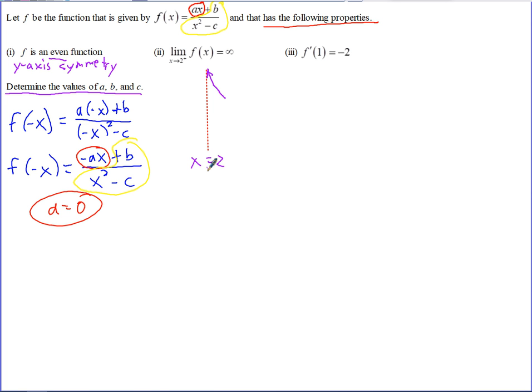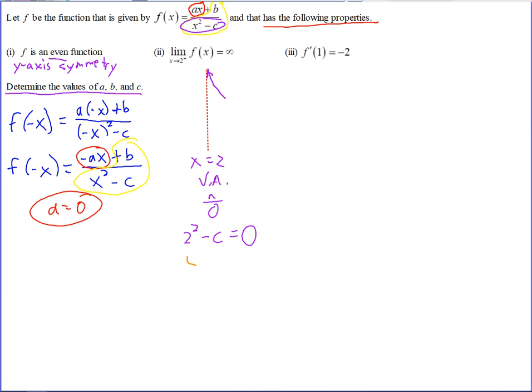All right, well, the only way we can have a vertical asymptote there is if the denominator is 0 when x equals 2, giving you some number over 0. So if we look at our denominator, x squared minus c, when we plug in 2 there for x, 2 squared minus c has to equal 0.